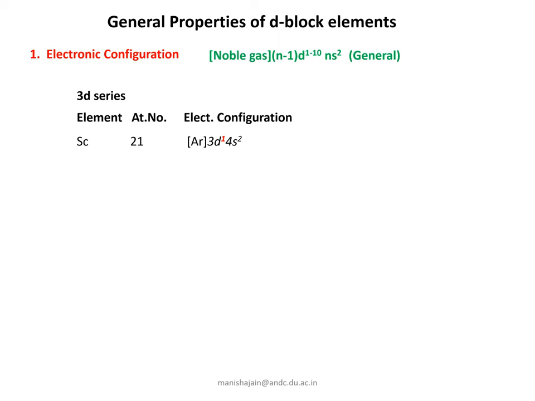First element, scandium, atomic number 21, will show an electronic configuration of inner argon core, followed by 4s2 being filled first, because according to the Aufbau principle, 4s orbital is lower in energy than 3d orbital. So first two electrons will go into the 4s and the third one will go into the 3d orbital. So we'll have 3d1 4s2 configuration.